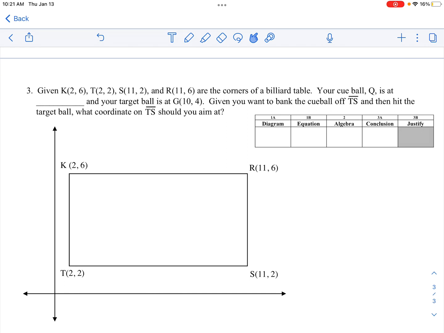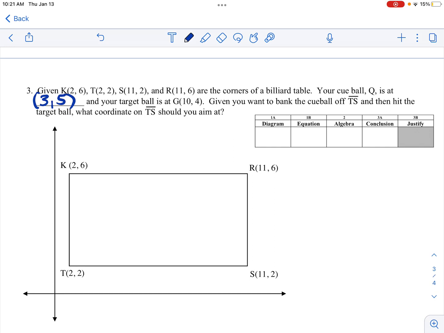All right, last but not least, another great example of similarity is if you are a pool player. Playing pool is actually using similar triangles and angles of reflection and all that good stuff. So here we go. Given K is at 2.6, T is at 2.2, S is at 11.2, and R is at 11.6, and those are the corners of your billboard. Your cue ball Q is at 3.5, and your target ball G is at 10.4. Given you want to bank the cue ball off of TS and then hit the target ball, what coordinate on TS should you aim at?